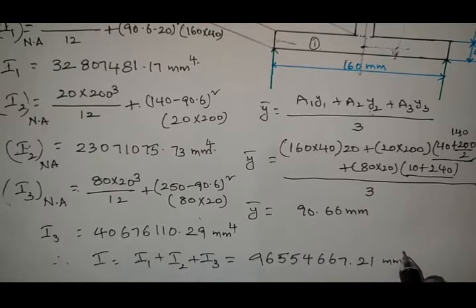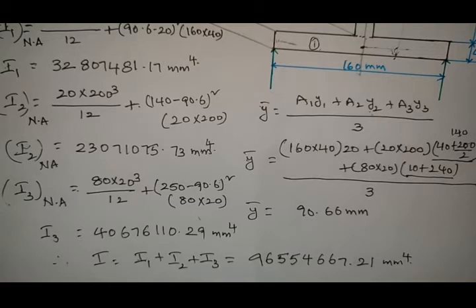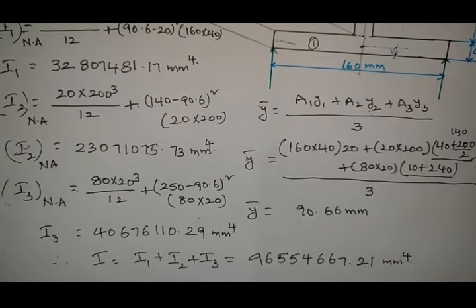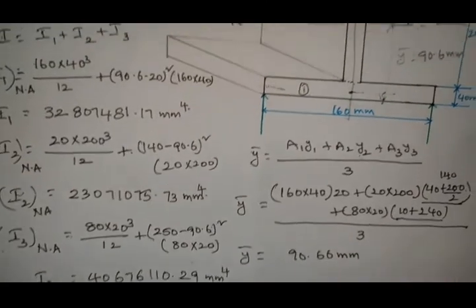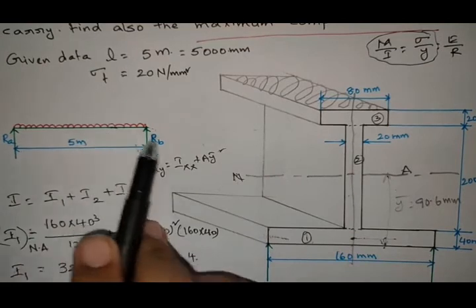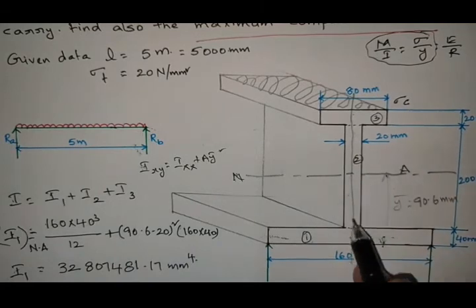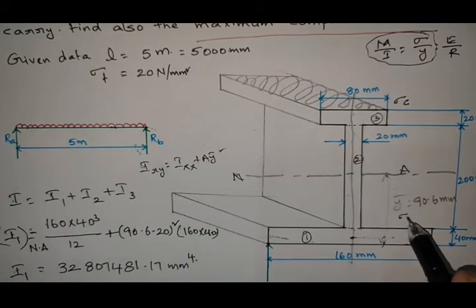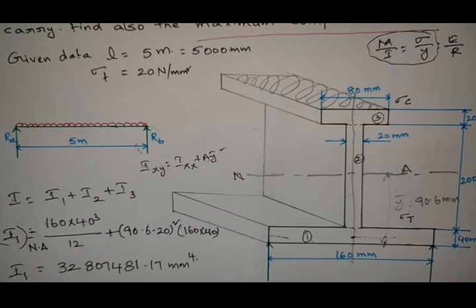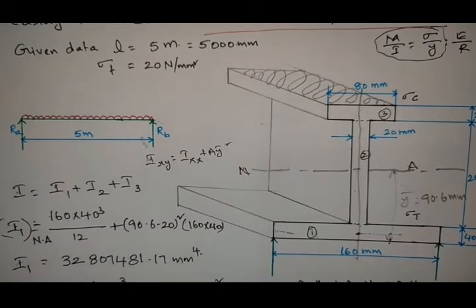96554667.21 mm power 4. So now we got the moment of inertia value also. And next we require the y value. So if you observe, a load is acting on the beam, so above the neutral layer compressive stresses will be there, and below the neutral layer tensile stresses will be there. This we have discussed in the derivation part of the bending moment equation itself. When explaining the bending moment equation, we derived this.